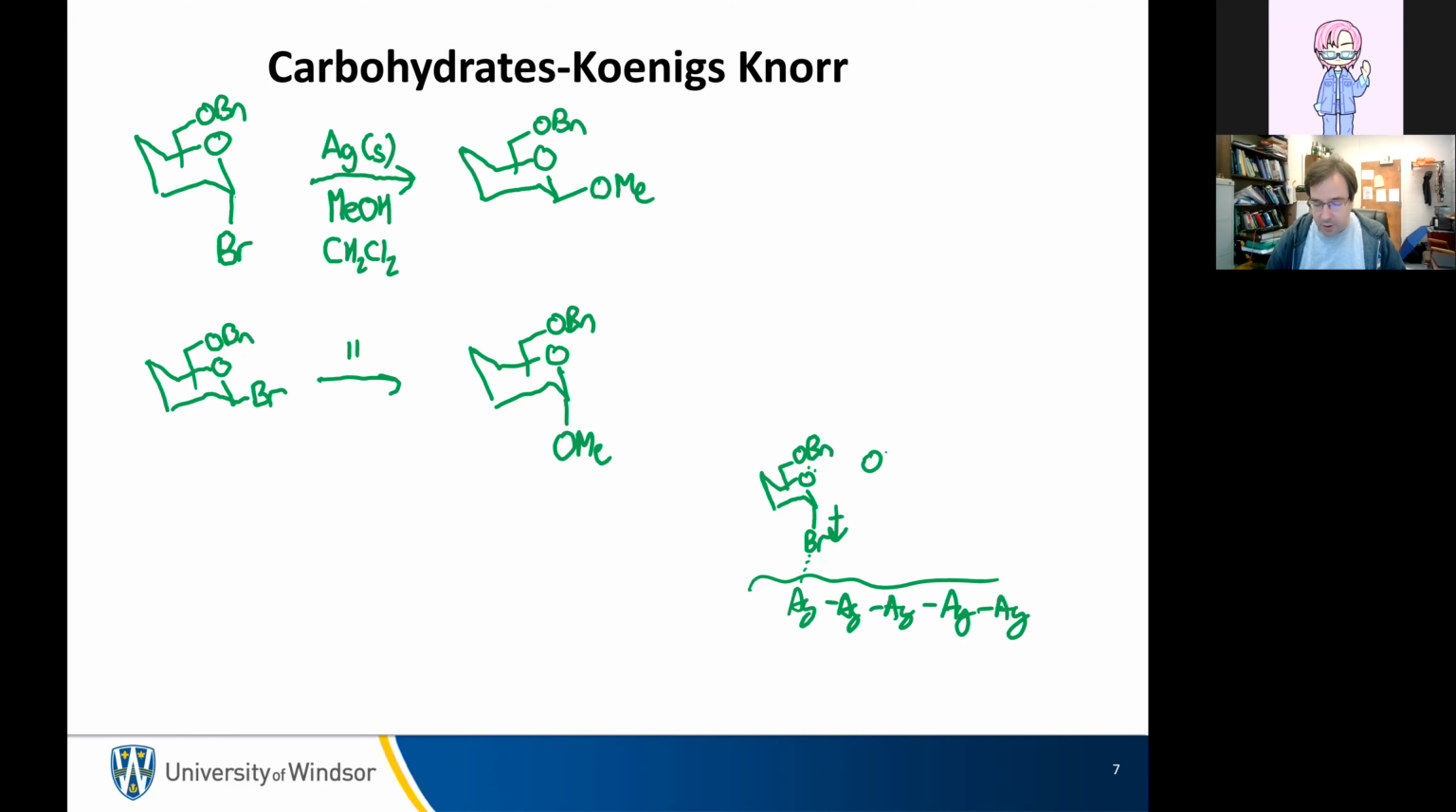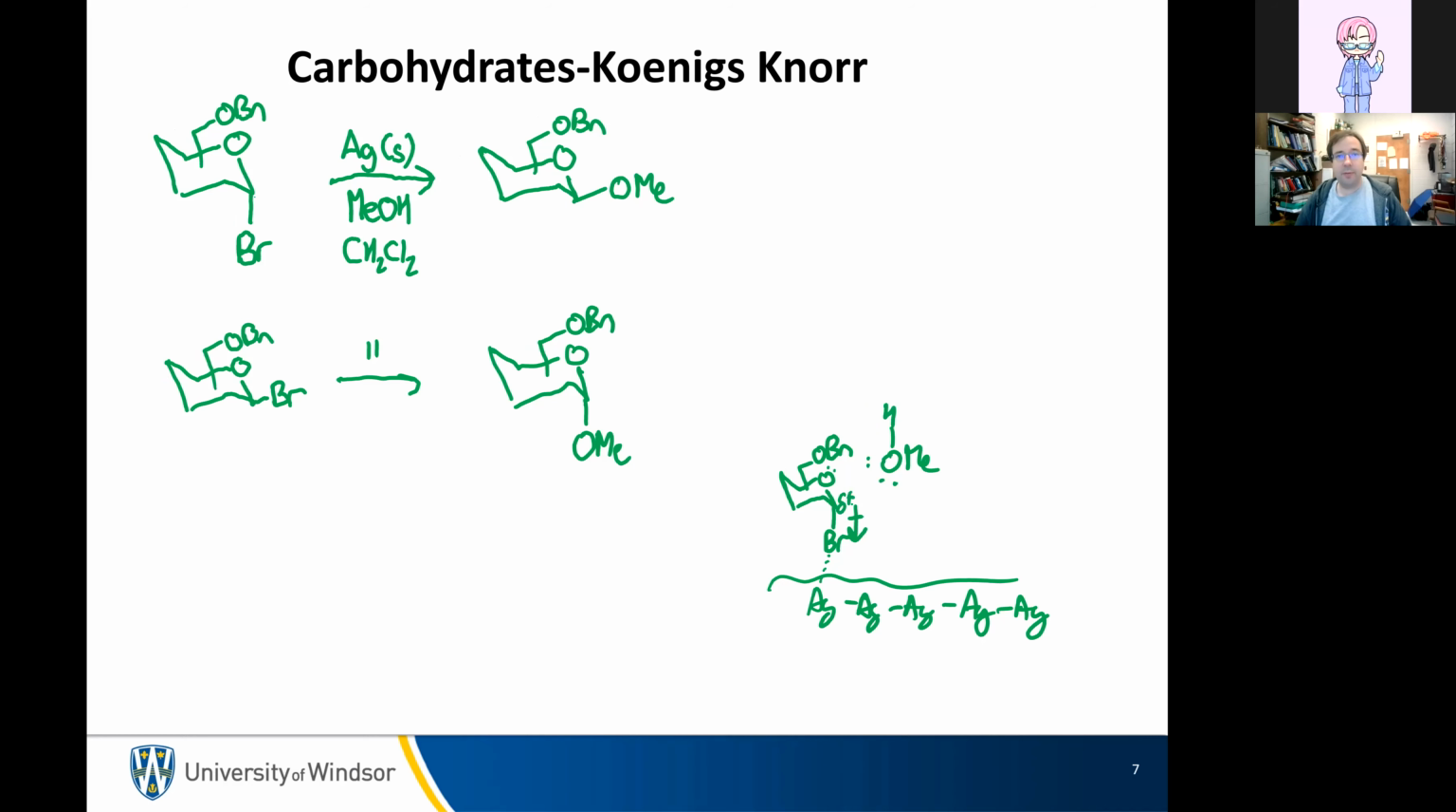So now if your methanol comes in, going, ooh, that's a nice big juicy delta positive on that carbon. I like the look of it. I'm a nucleophile. There's an electrophilic carbon because bromine is pulling all the electrons away because it wants to give them to silver instead of share them with carbon. And so let us do an SN2.